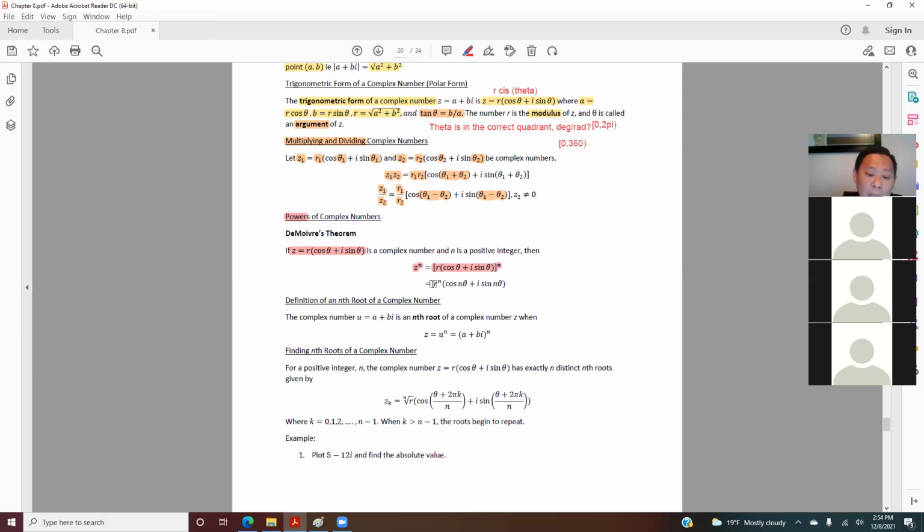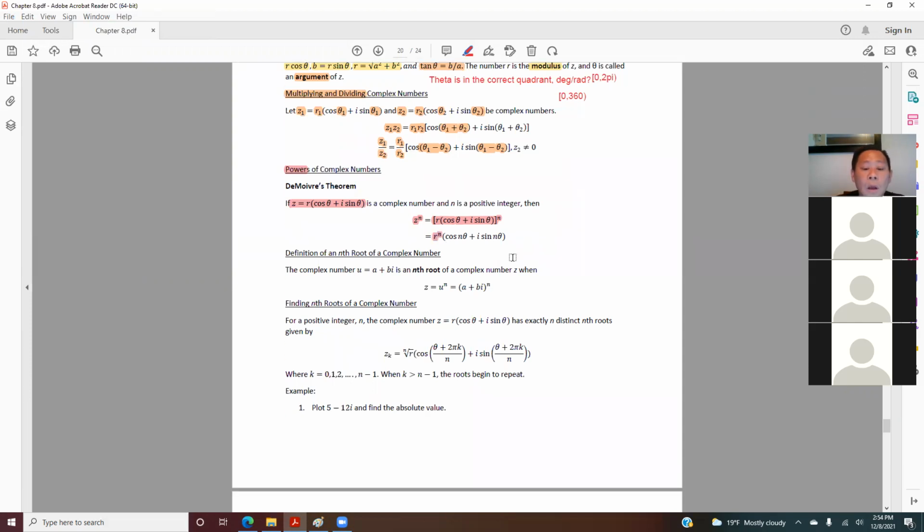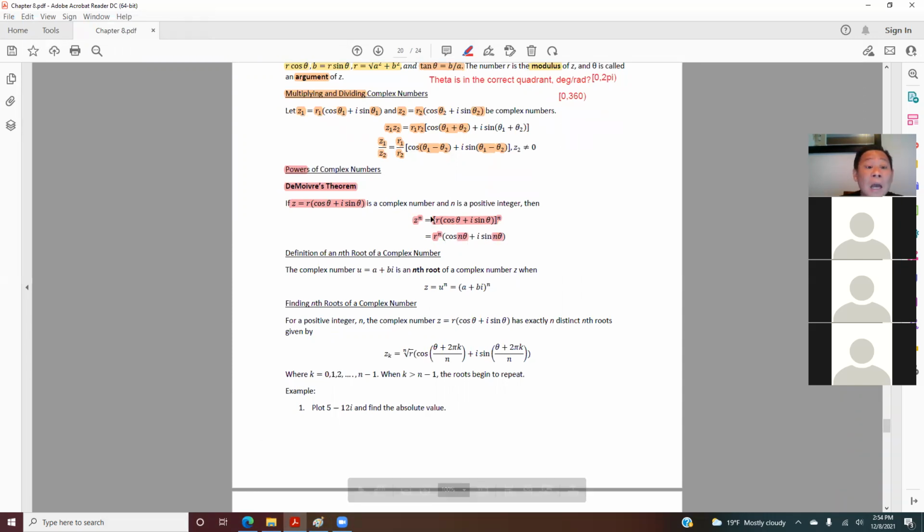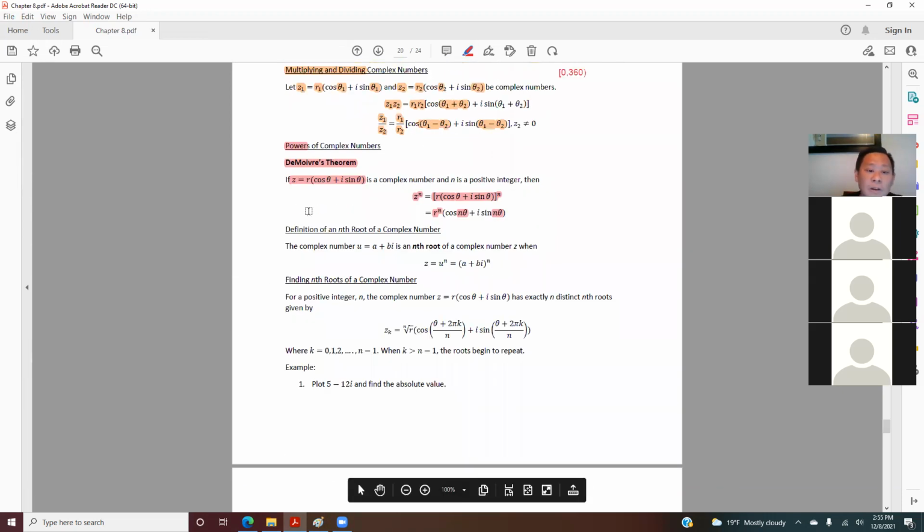Then what happens is that your r will be raised to the power of n, but your theta is going to be multiplied by n. This is called the De Moivre theorem, where you do it for the powers. And again, class, this has to be in the CIS form. If it's in the A plus BI form, you have to change it to the trig form, like what we did just now, and then power it.